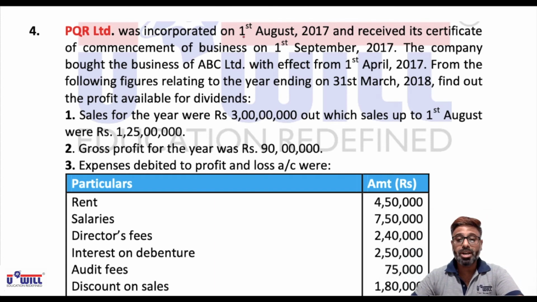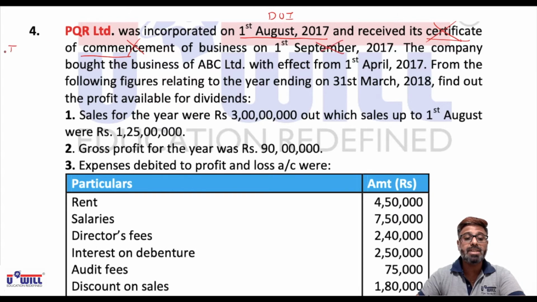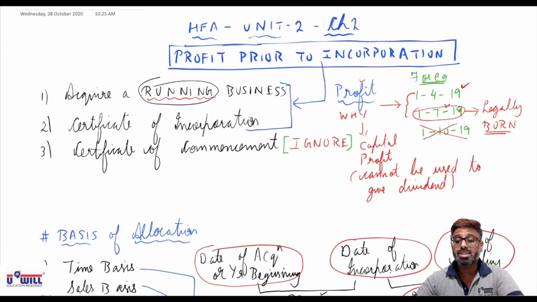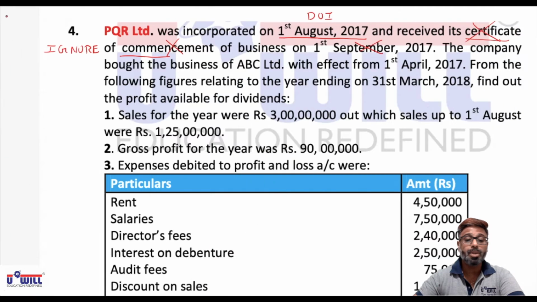PQR Limited was incorporated on 1st August 2017. So pause the video and do the markings on your own, then play the video. Now this is the date of incorporation, and it received its certificate of commencement of business on 1st September 2017. Certificate of commencement has no relevance, ignore it. 1st September 2017 has no relevance, ignore it. In the very first lecture itself, I told you that the certificate of commencement has no relevance, ignore it if given in the question.